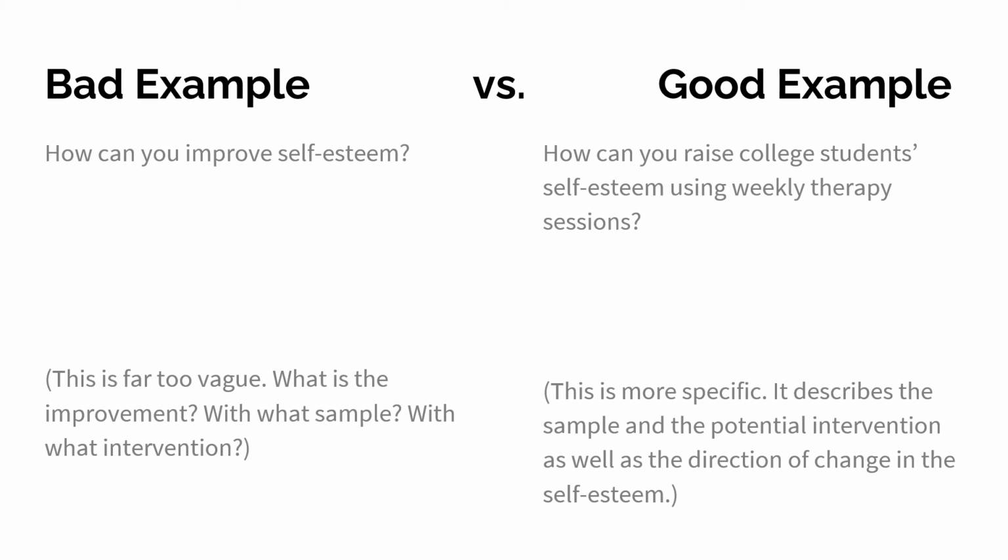A better example would be, how can you raise college students' self-esteem using weekly therapy sessions? Again, this one's better. It describes a directional cause here. You're raising self-esteem. You're choosing a specific sample of the population, college students, and you're also giving a very specific intervention here, weekly therapy sessions. The more targeted and the more specific you can be about your question, the better the research question will be.